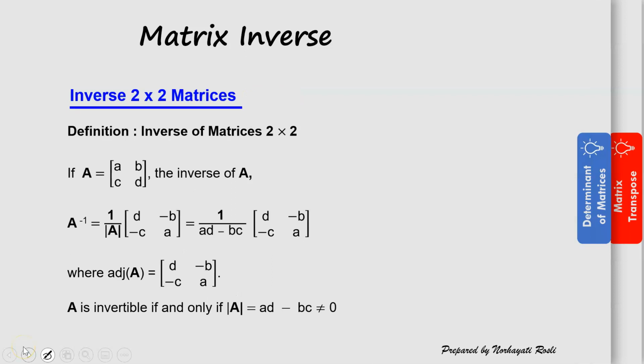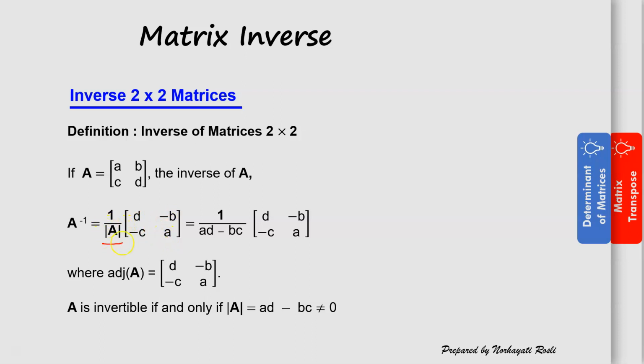First, we go to the inverse of 2 by 2 matrices. The definition of the inverse of a 2 by 2 matrix is given by: if we have A equal to [a, b; c, d], the inverse of this matrix, denoted by A^-1, equals 1 over the determinant of A times a matrix where we change the positions of d and a, and for b and c we put a negative sign, meaning we have the elements d, negative b, negative c, and a.